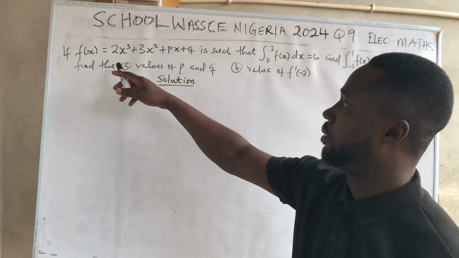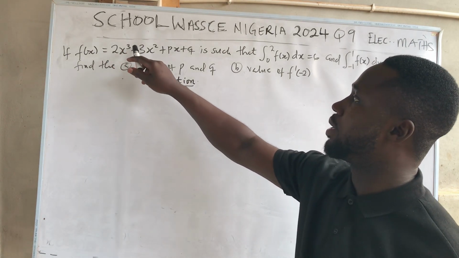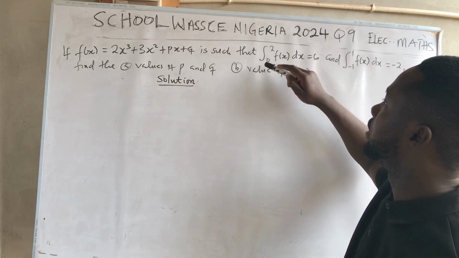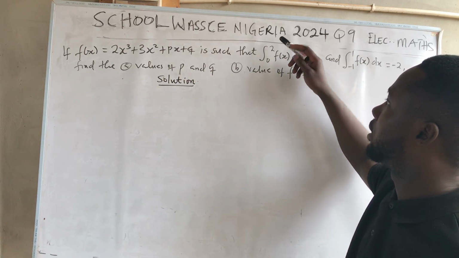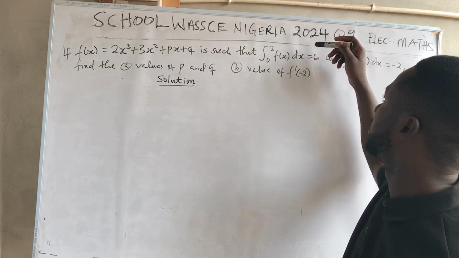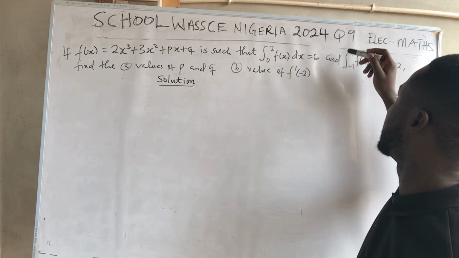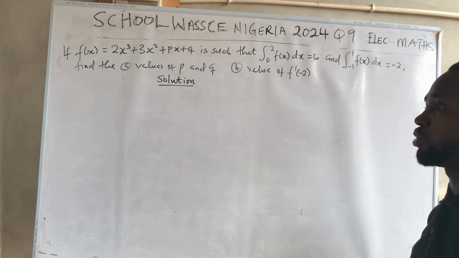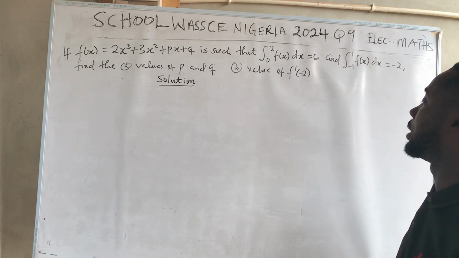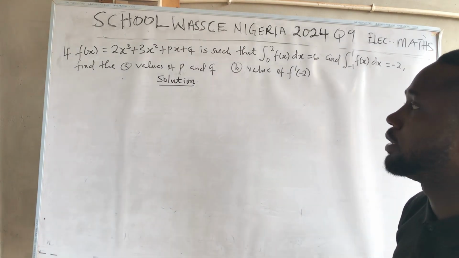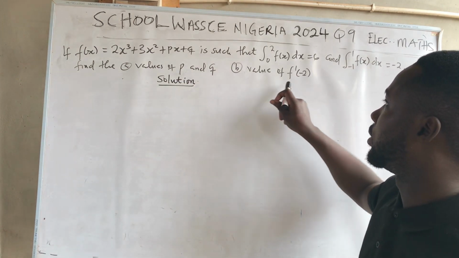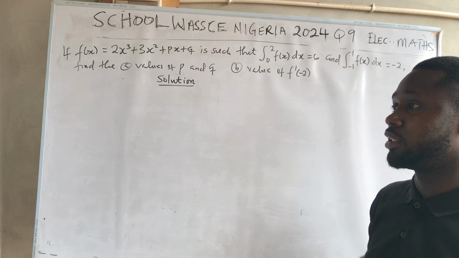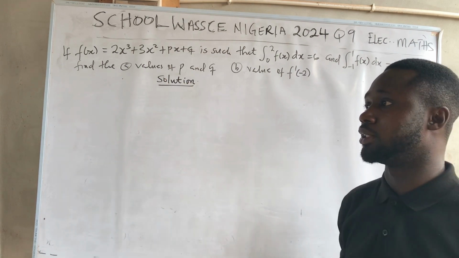Okay. If f of x is equal to 2x cubed plus 3x squared plus px plus q is such that the integral of f of x with limits 2, 0, dx is equal to 6, and the integral of f of x with limits 1, negative 1, dx is equal to negative 2, then find the values of p and q, and then the value of the first derivative, f prime of negative 2. That is the first derivative of the function.